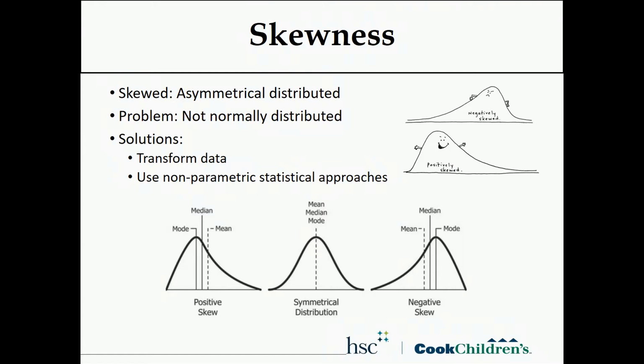Examples of things that are positively skewed are things like salary and length of stay. Most of us fall somewhere within the bulk of that hill there. Most of us have modest salaries, but some people are billionaires and they're going to be extreme outliers on the right. That's what a positively skewed distribution looks like.